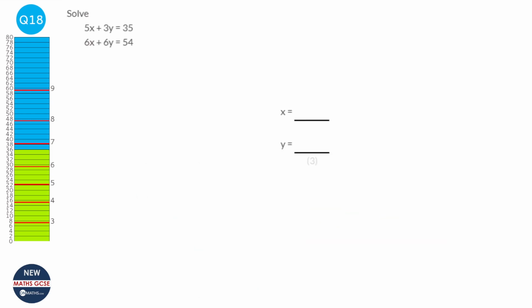So the first thing we notice is the coefficients of the x's and the coefficients of the y's are different. But if we look at the y's, they are very similar. So we've got 3y and we've got 6y. So all we need to do is times everything in the top equation by 2 and then they'll be matching. So we're going to write out the first equation again. And what we're going to do is we're going to multiply everything in it by 2.